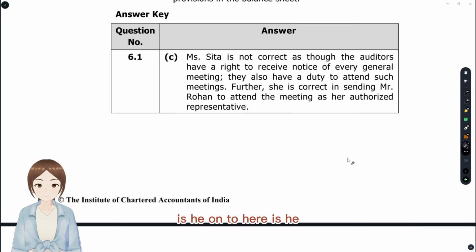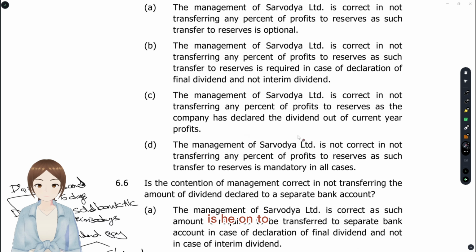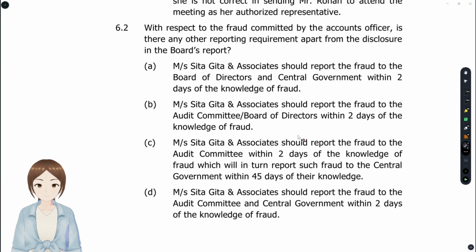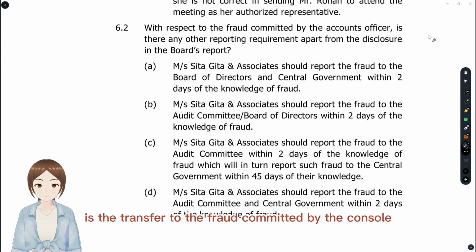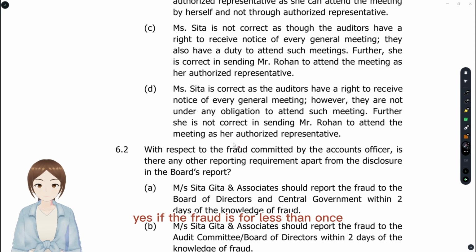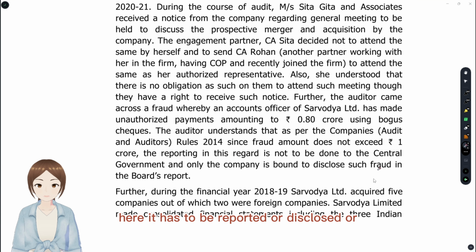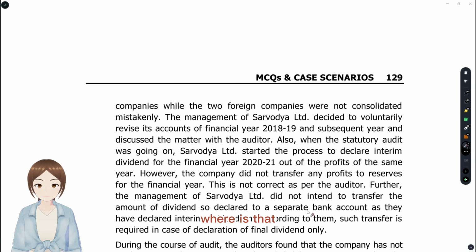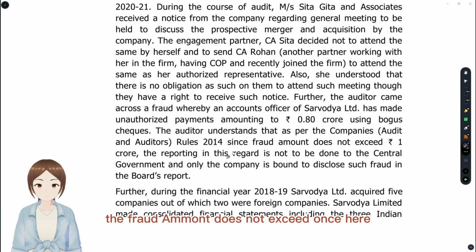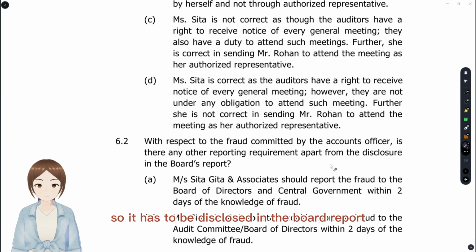Yes, C is the answer. Second question: with respect to the fraud committed by the accounts officer, is there any other reporting requirement as a part of disclosures in the board report? Yes, if the fraud is for less than 1 year, it has to be reported or disclosed in its board report. The fraud amount does not exceed 1 year, so it has to be disclosed in the board report.